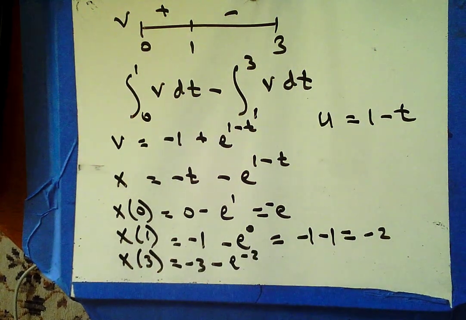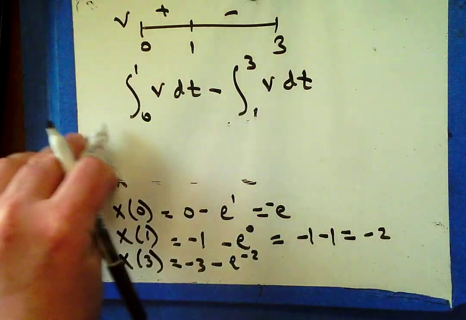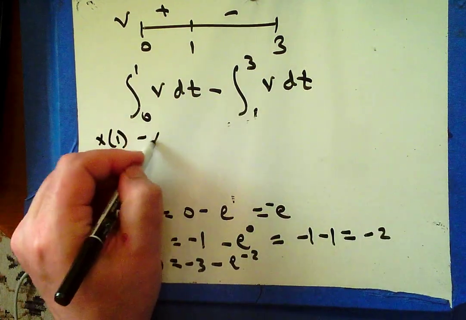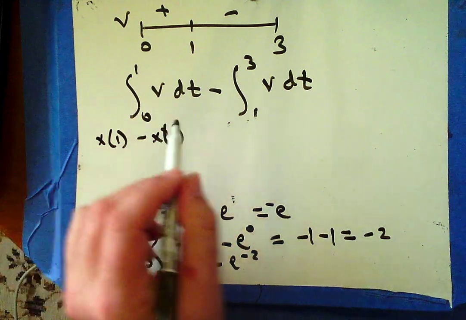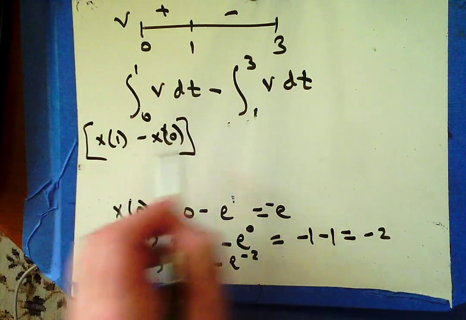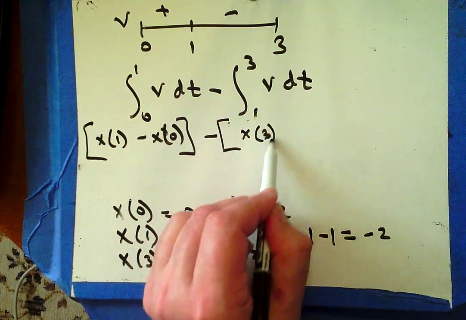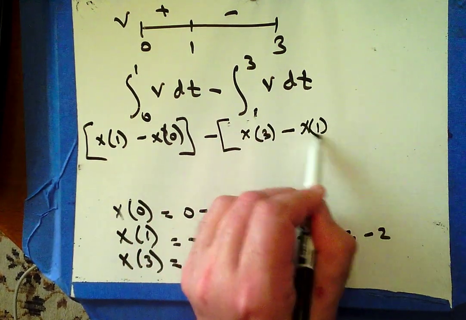Okay, so let's take all this stuff together. Now that we have these elements, we know that this one would be x of 1 minus x of 0. And then I want to subtract from that x of 3 minus x of 1.